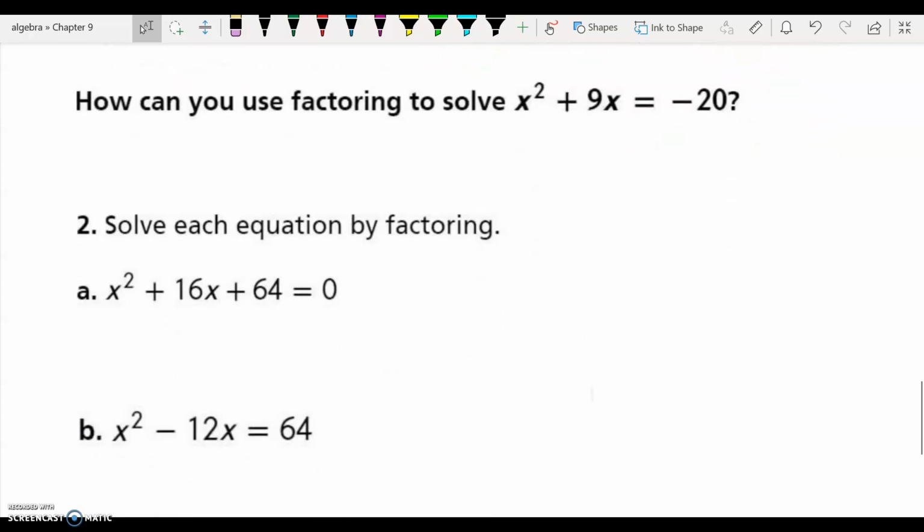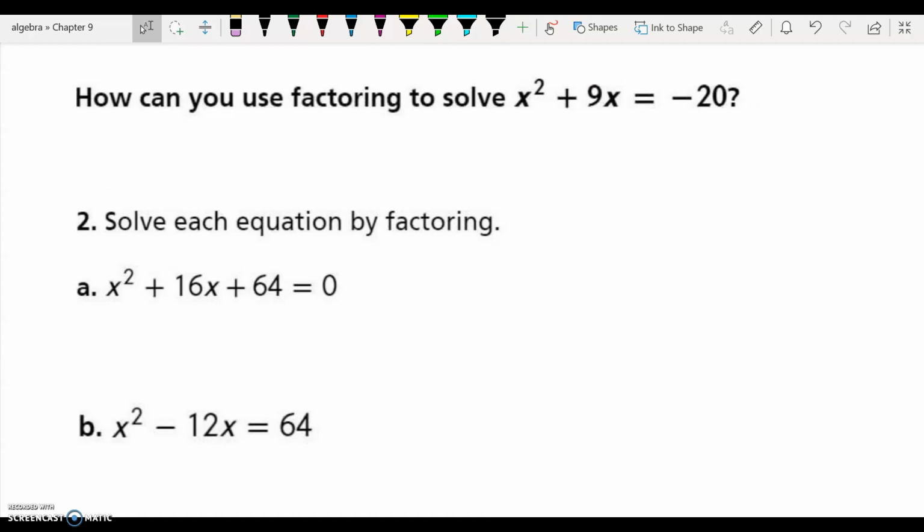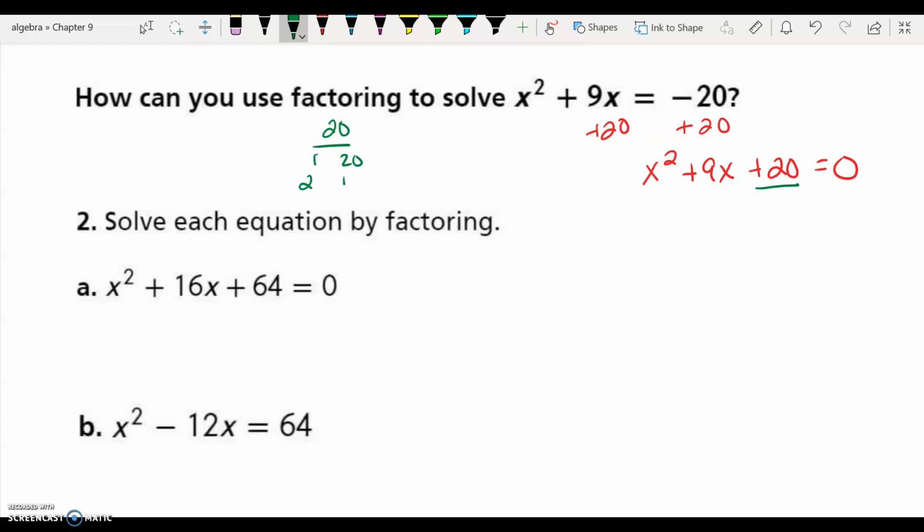All right. How can you use factoring to solve x squared plus 9x equals negative 20? Well, this one they have not factored for you. But when you do factor, remember, everything has to be on one side. So the first thing we're going to do is add the 20 over. Now, if you remember from factoring, it's got to multiply to give me 20, but add up to 9. So I'm going to list the factors of 20. 4 and 5 add up to 9, so that's what it's going to factor into. So (x plus 4)(x plus 5) equals 0.